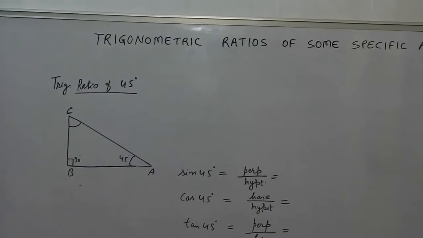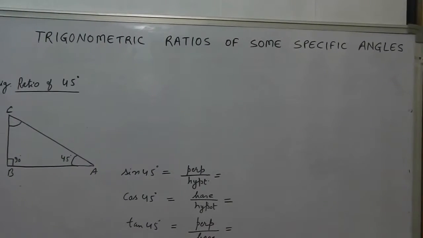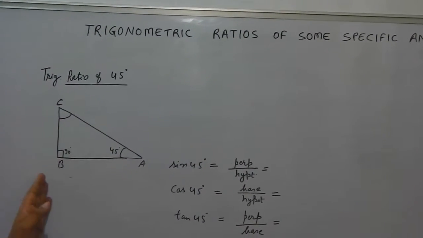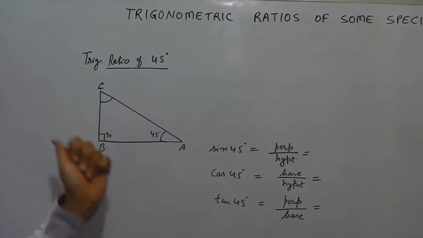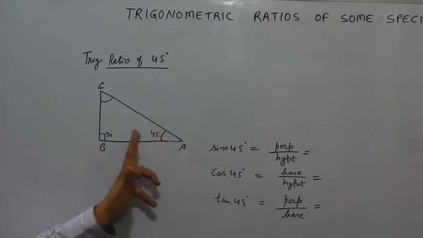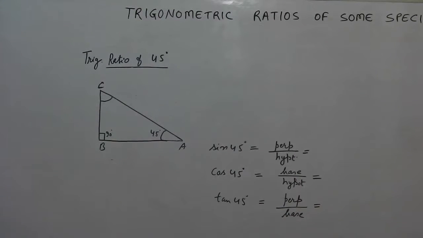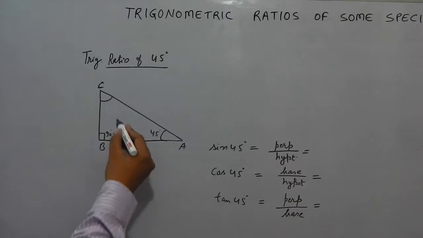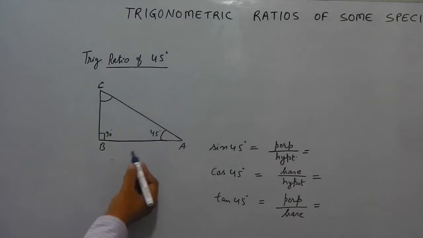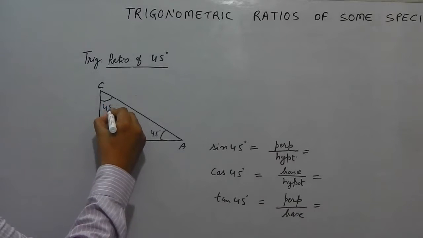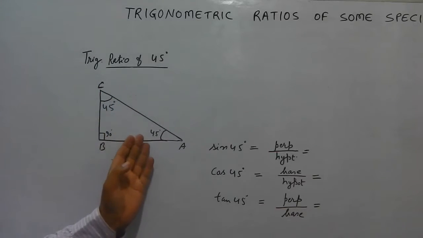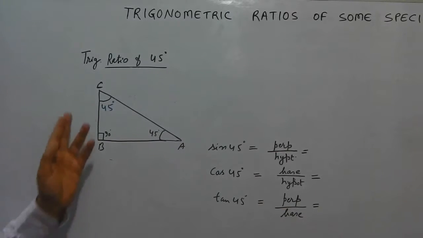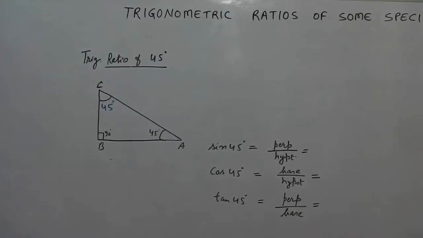आज बात करेंगे ट्रिग्नोमेट्रिक रेशियोज ऑफ सम स्पेसिफिक एंगल्स। For example, let's take angle 45 degree. So what will happen? Let's say we have a right angle triangle ABC where this angle B is 90 degree and let's say angle A is 45 degree. So as you all know, what will happen to angle C? This angle C will always be 45 because the sum of all the angles of a triangle is 180 degrees. So this total makes it 180 degree.